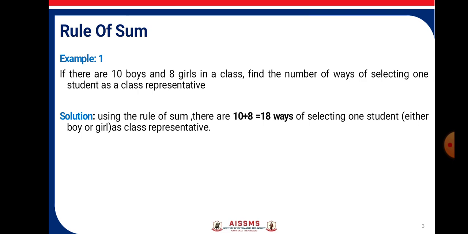For example, if there are 10 boys and 8 girls in a class, find the number of ways of selecting one student as a class representative. So, by using the rule of sum, there are 10 plus 8, that is 18 ways of selecting one student, either a boy or a girl, as a class representative.